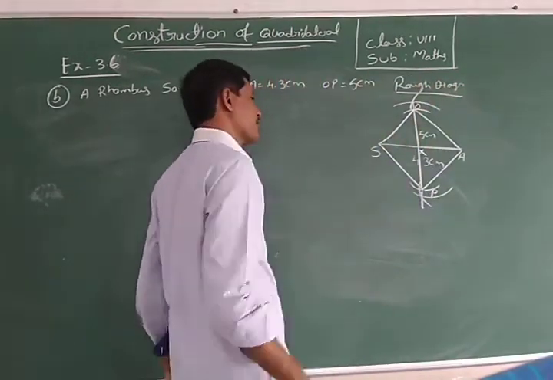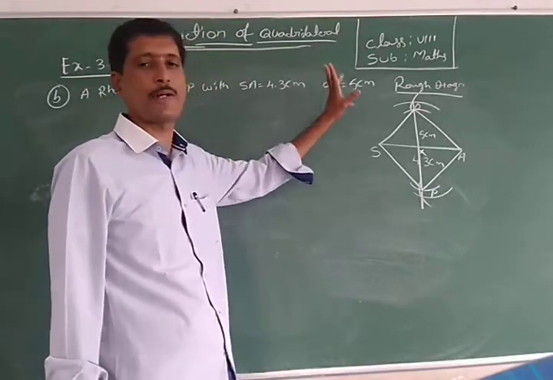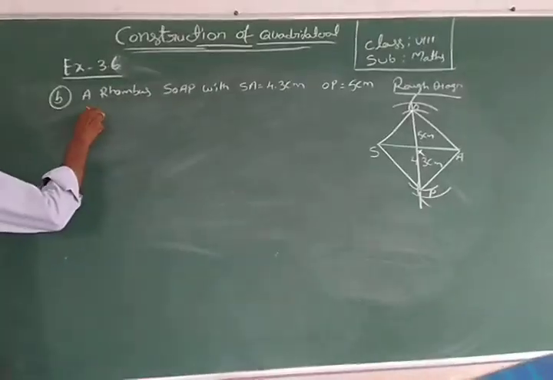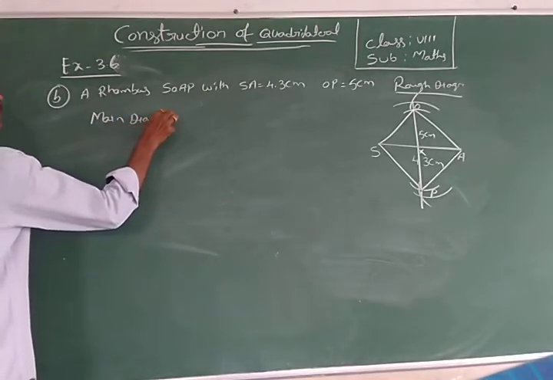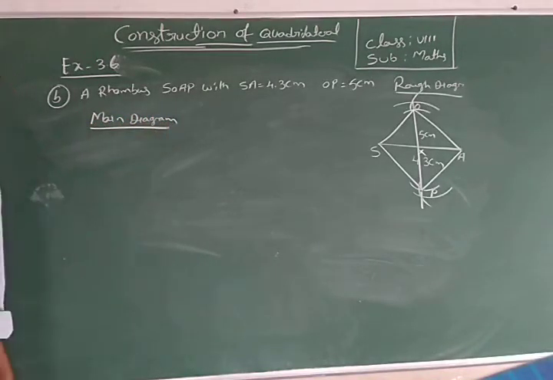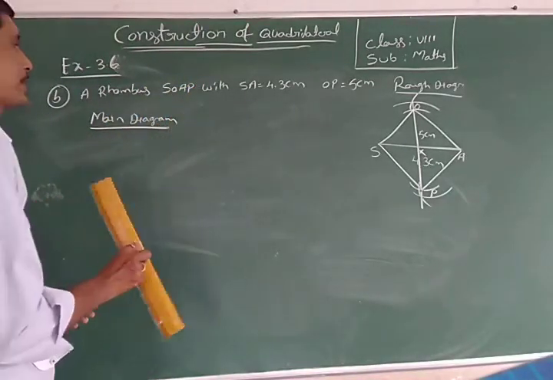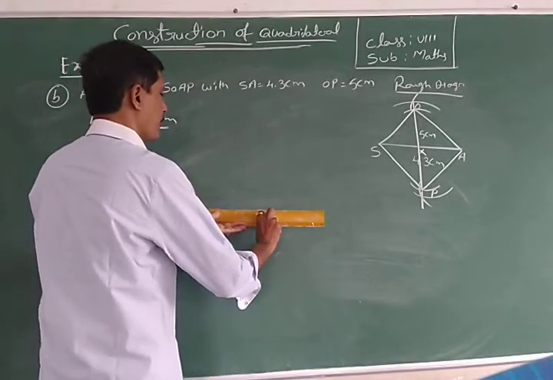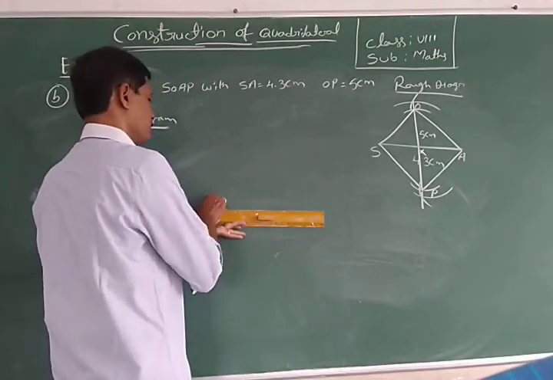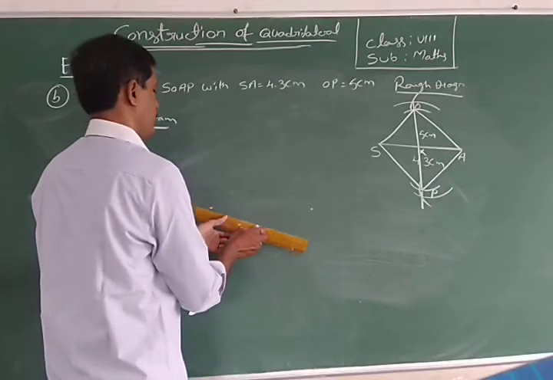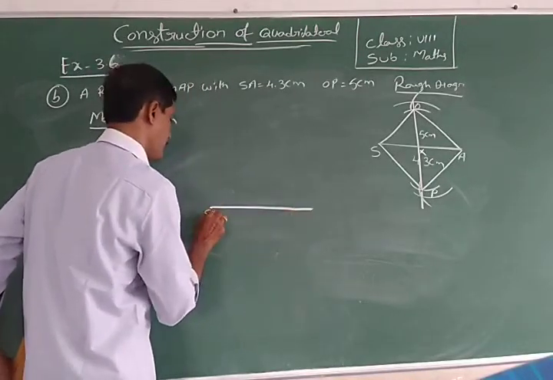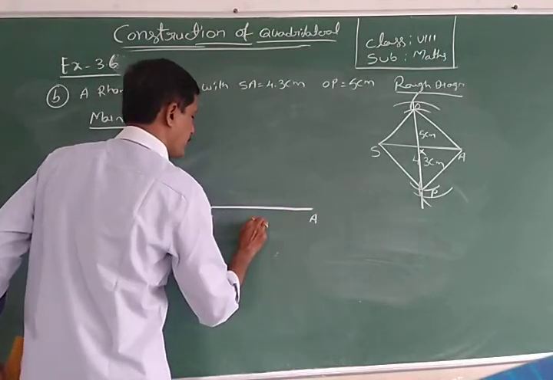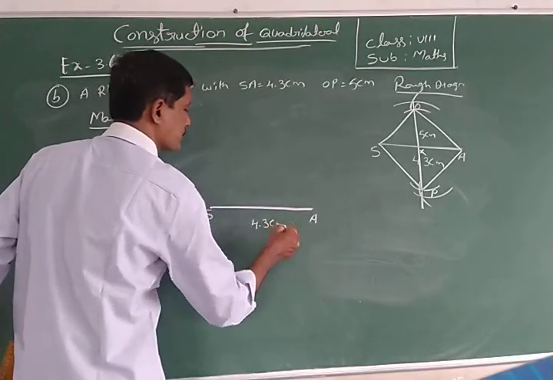In a rhombus, diagonals are not equal. See, 4.3 and 5 centimeters. Next, the main diagram. First, using the scale, draw a line segment SA, that is 4.3 centimeters.